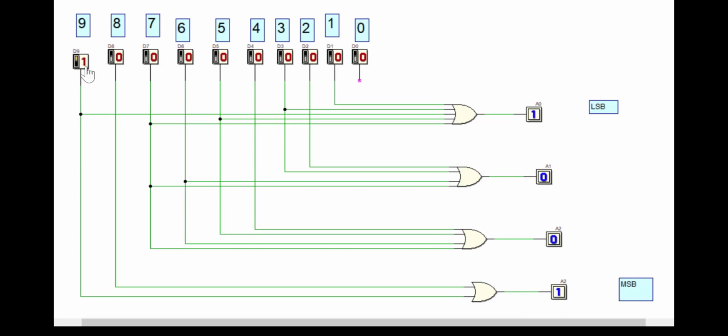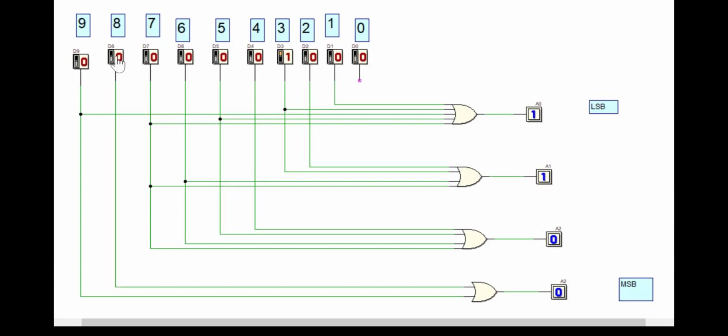The moment I press 9, it is showing 1001. If I press 8, 1000, 7 will be 0111, 6 will be 0110, 5 will be 0101, then 3 will be 0011, and so on. If you look here, your decimal numbers are getting converted to their BCD equivalent.